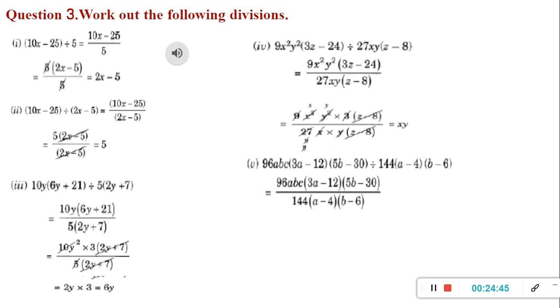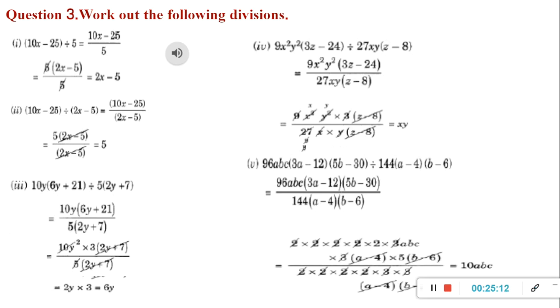Here also first we see the denominator factors, that is A minus 4 and B minus 6. Now we can see the numerator. 3A minus 12, can we make it as A minus 4? Yes, we can take 3 as common factor, then it will make A minus 4, right? Same way B minus 6 is there. 5B minus 30, if we have taken common, then what we left out? B minus 6 there.